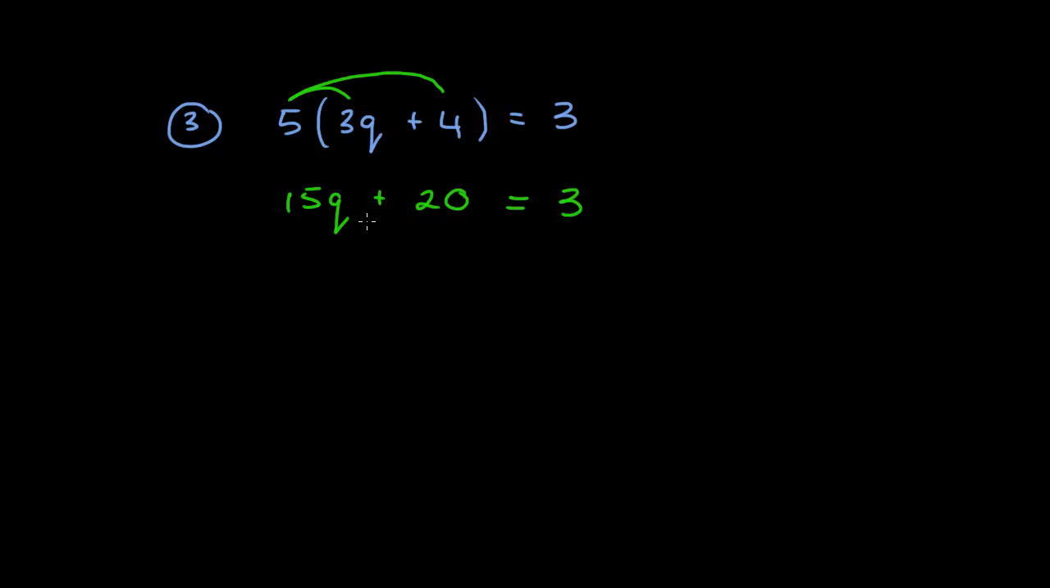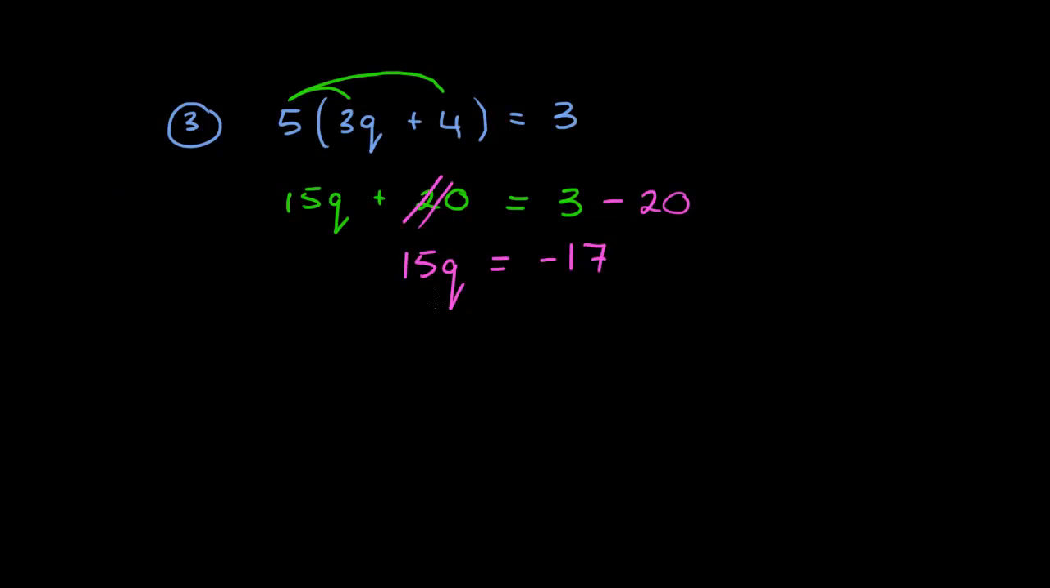Okay, so now you can see this looks like a normal two-step equation where I've got a 15 with the q and I've got a 20. So I've got 2 numbers to get rid of. So obviously, hopefully, you realize that the 20 is the easiest one to eliminate. The opposite of plus 20 is minus 20. So we should be left with 15q is equal to, well, this time 3 take away 20 is minus 17. So a more challenging number.